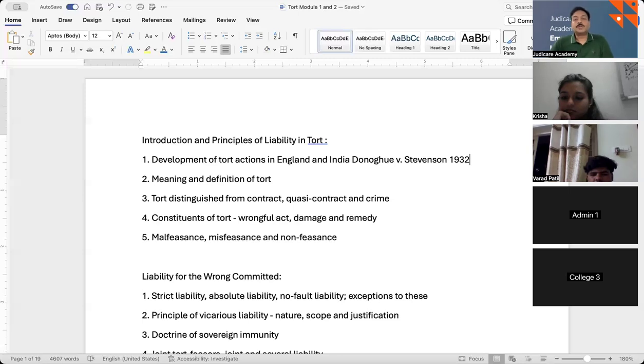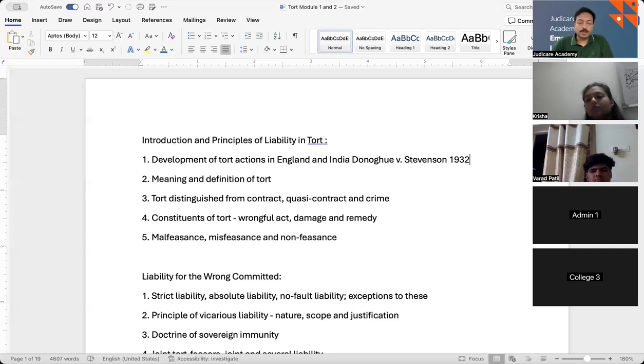So the constituents of the tort are the wrongful act, damage, and remedy, as we said. The wrongful act is something which causes some kind of damage. The damage is actual harm or injury. It could be of any kind. And remedy is formulated for the unliquidated damages, which I'm going to ask from the court to provide me that relief. So until this point, we had discussed a lot in yesterday's session.